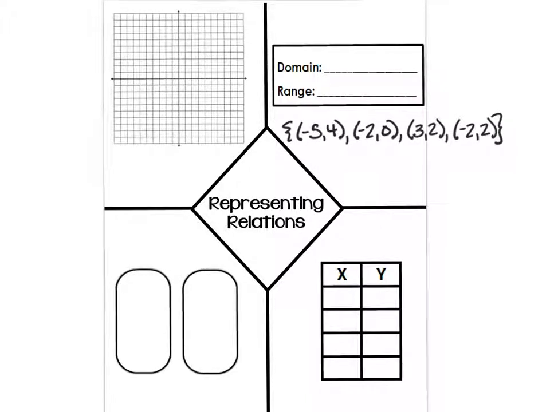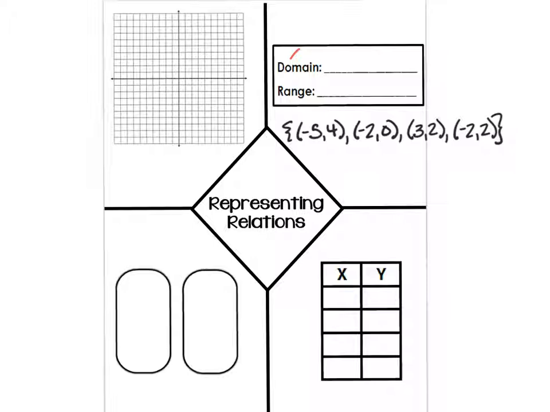This video will show you different ways to represent a relation. We have a relation listed here with the coordinate points (-5, 4), (-2, 0), (3, 2), and (-2, 2). The first thing we want to do is identify the domain and the range.